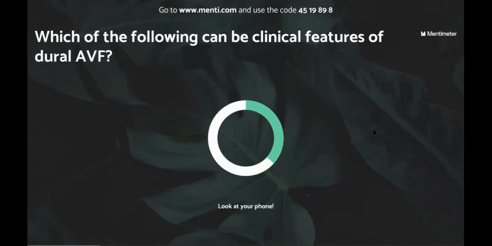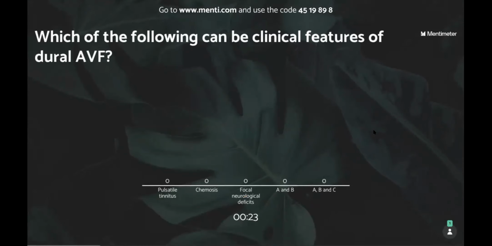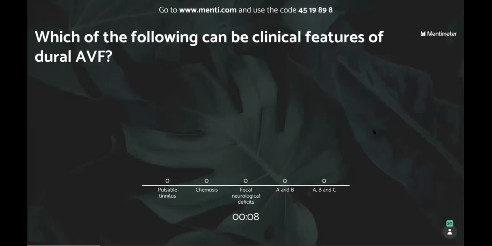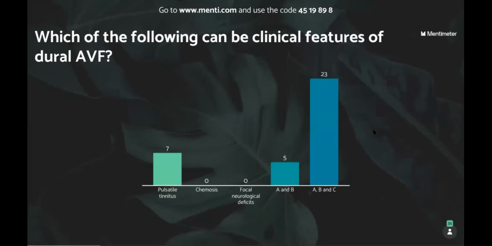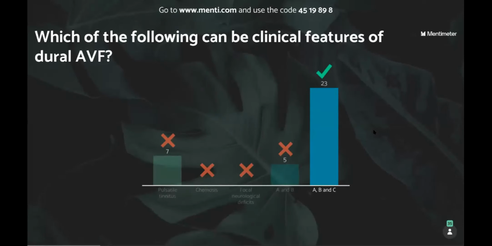So the question is, which of the following can be clinical features of dural AV fistula? The options are pulsatile tinnitus, chemosis, focal neurological deficits, a combination of A and B, or a combination of A, B, and C. Most of us answered A, B, and C, and that is the right answer.